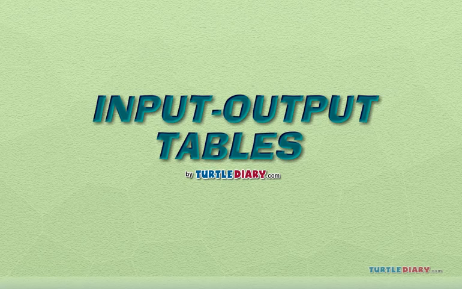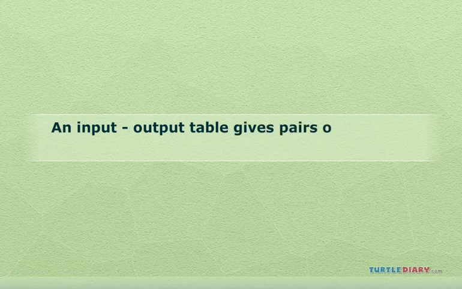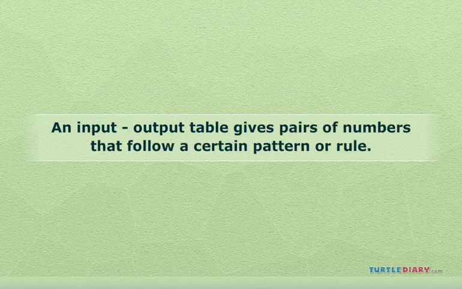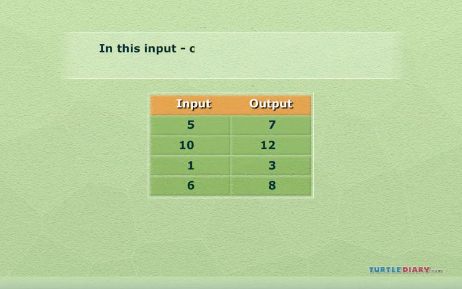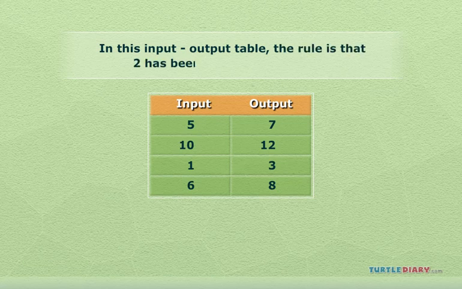Input-output tables. An input-output table gives pairs of numbers that follow a certain pattern or rule. For example, in this input-output table, the rule is that 2 has been added to each input.